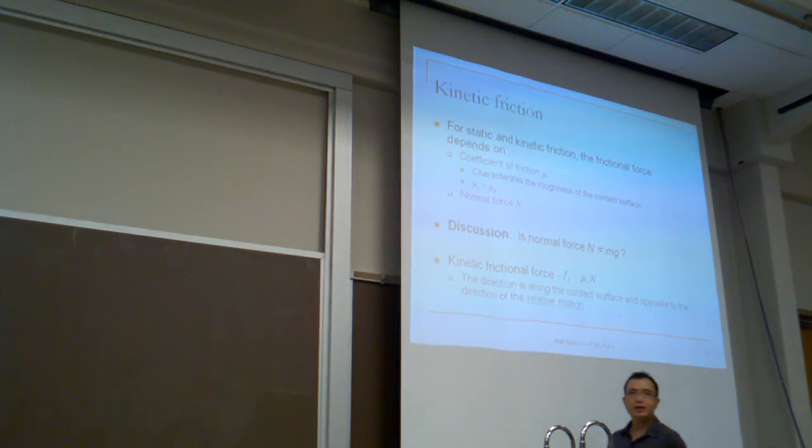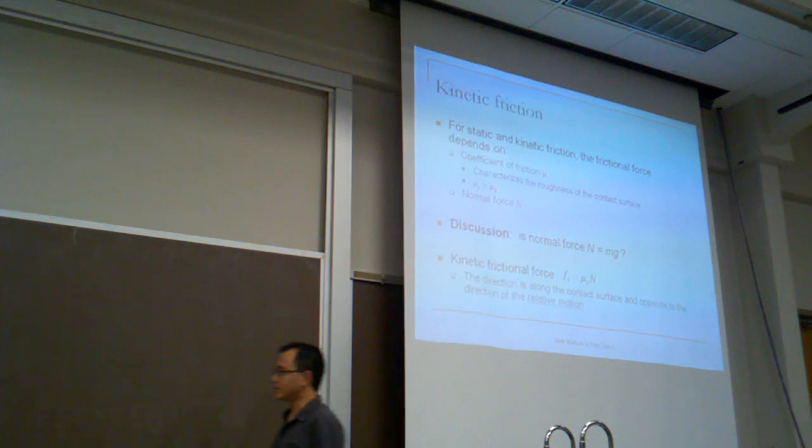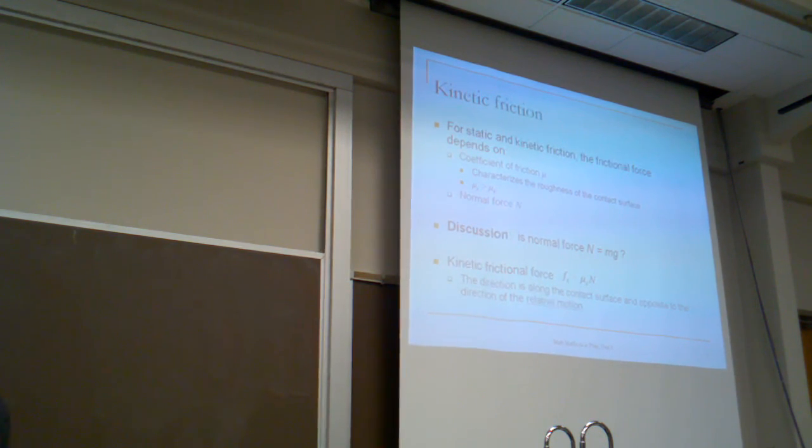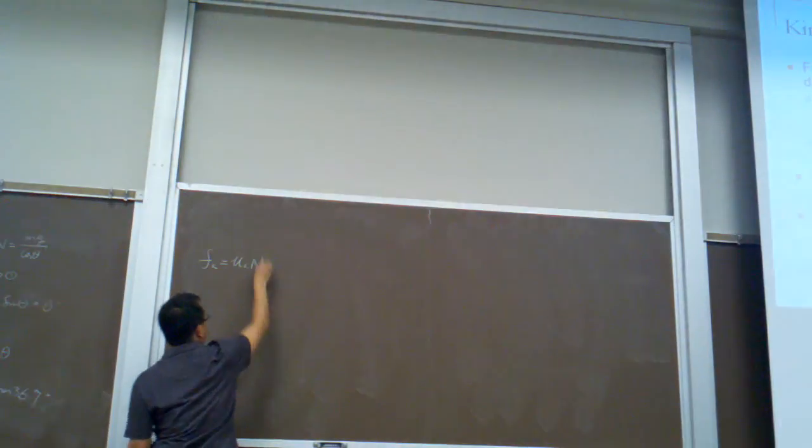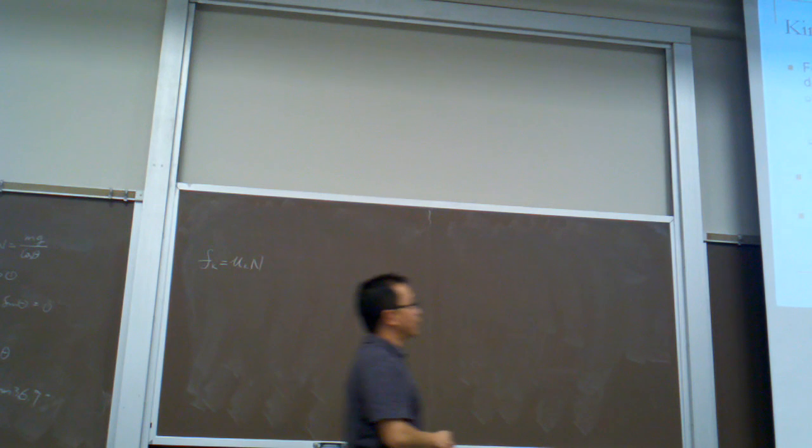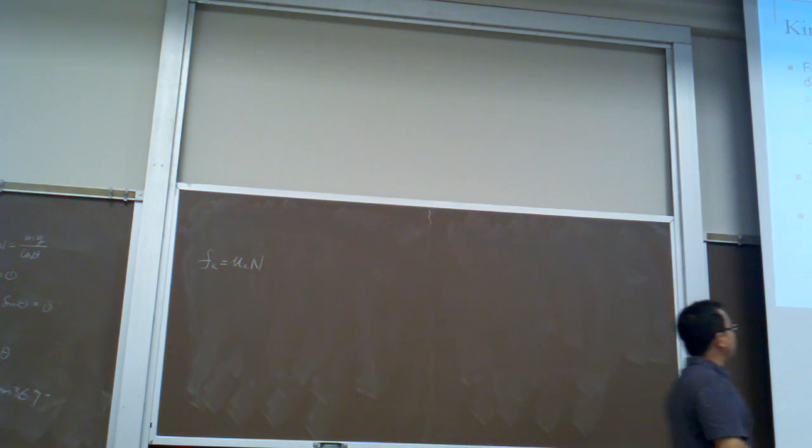If we combine the two facts together, the roughness of the surface, characterized by the coefficient mu, and the load, determined by the normal force, the kinetic frictional force can have a very simple form: f_k equals mu_k multiplied by N. So it's proportional to both. This is the equation to calculate the kinetic frictional force.